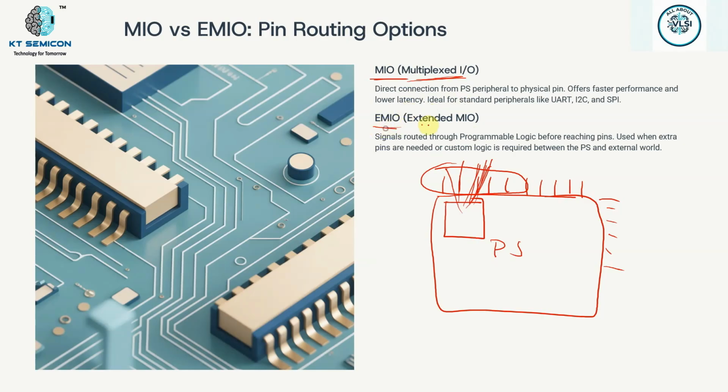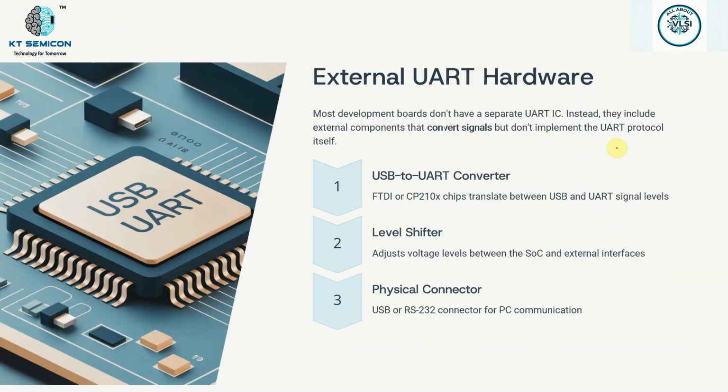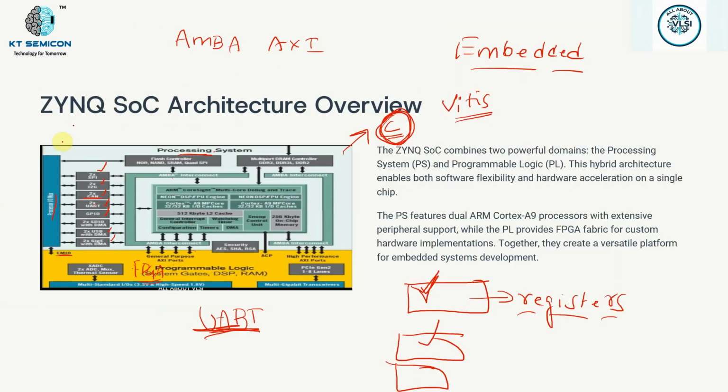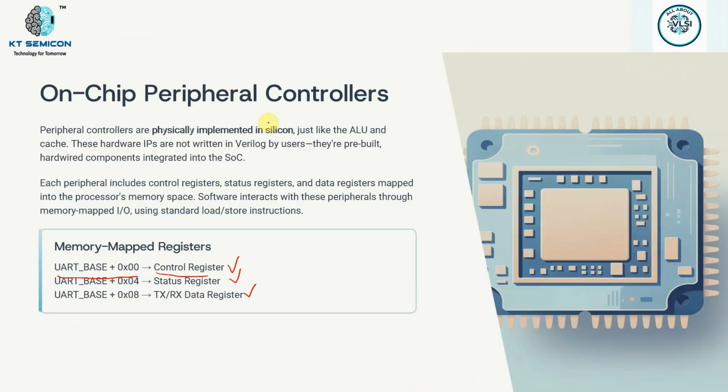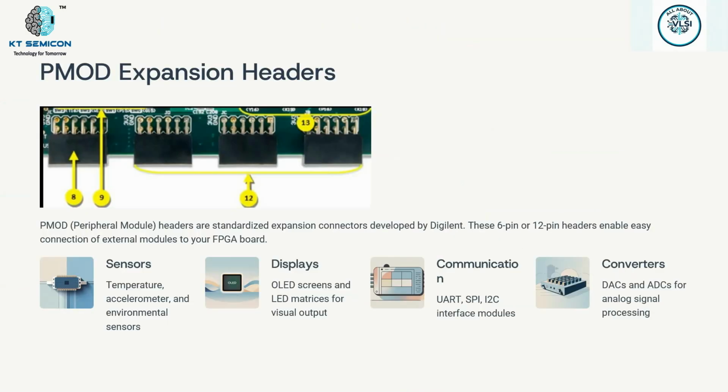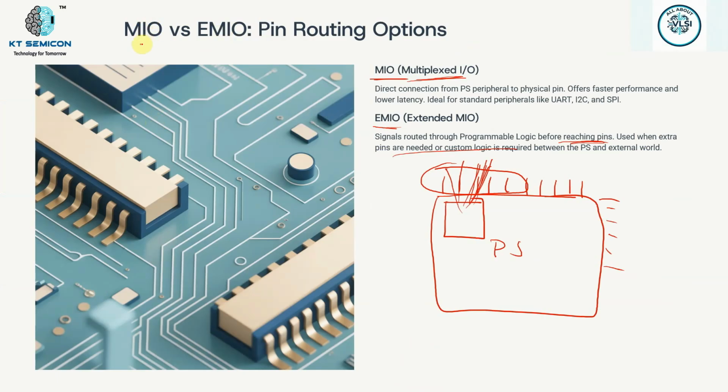And we have something known as EMIO also, which is nothing but my extended MIO. Here the signal is routed through the programmable logic before reaching the pins, and it is used when extra pins are needed or custom logic is required between the PS and the external world. For example, in the diagram you can see that EMIO has the connection with your FPGA. So if you want to establish a connection to the outside of your chip from the FPGA side, you can use these EMIO pins. So this is how you are going to control your processor side.